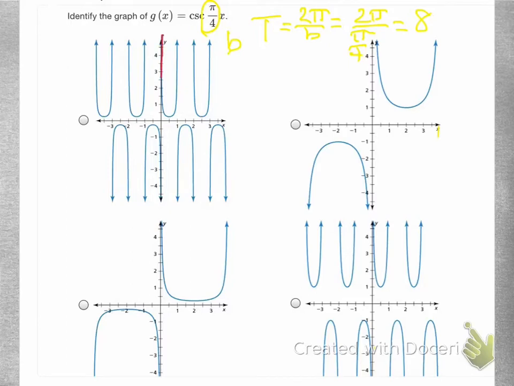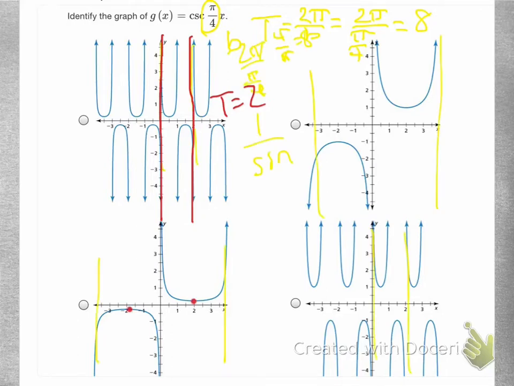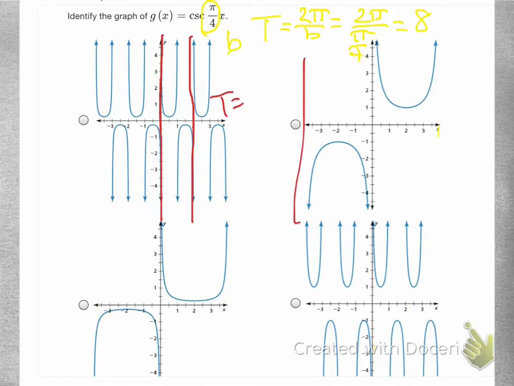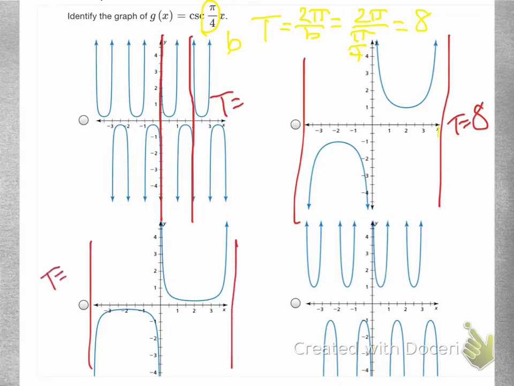So if I look at this first one, where does it complete one full cycle before it starts to repeat? Well, to me, that looks like it has a period of 2. Let's take a look at this one. It goes from here to here. Oh, that's looking good. That has a period of 8, right? Okay, let's take a look down here in the bottom left. It's going from here to here. That's looking like a period of 8. And what about this bottom right one? Not looking good. That one is a period of 2.